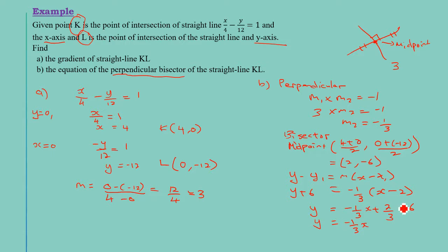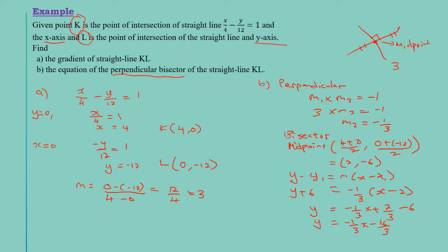-1/3x. And this one you can combine, so you get -16/3. Similar to the way I did it earlier, if you don't want to see the fraction, you can multiply up. This is also an accepted answer. You don't want it in fraction, you can multiply up. So that is your answer for part B.